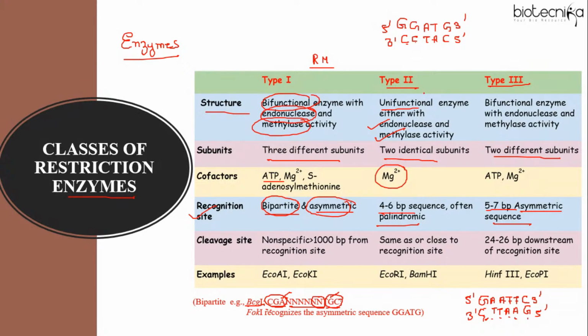So type 1 and type 3, if you see, type 1 is non-specific. It cuts 1,000 base pairs from the recognition site. So if the recognition site is present here, it will cut some 1,000 base pairs away from this recognition site. However, type 2 will cut at the same or close to the recognition site, as I showed you here.